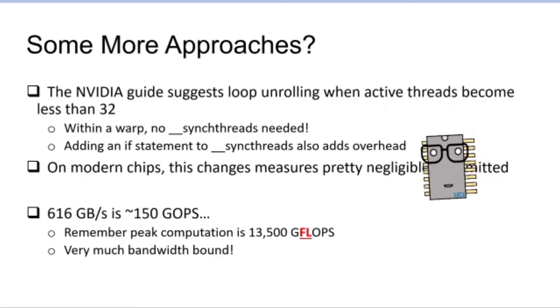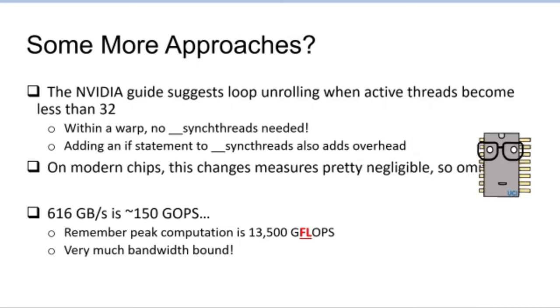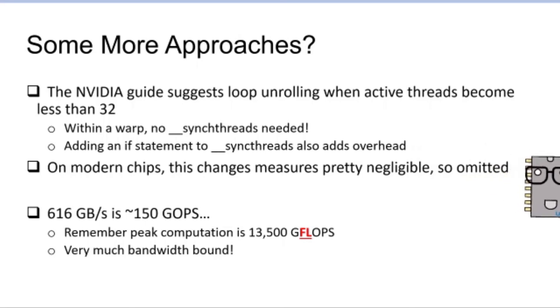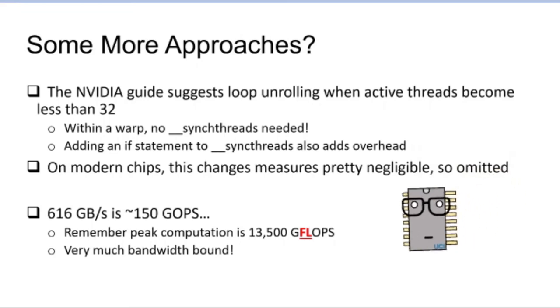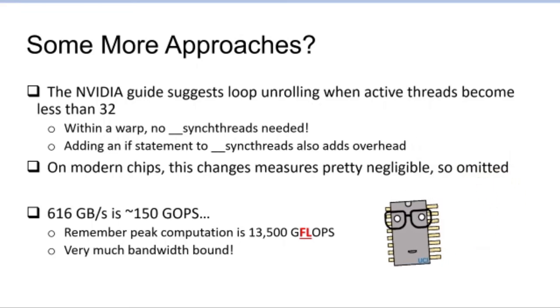Instead of adding, say, an if statement to the sync threads to check if the total number of threads have decreased under 32, because adding the if statement also adds overhead. So adding the loop unrolling is the right way to go about things. But interestingly, on modern chips, for example, on the RTX 2080 Ti that I was running all of these things on, this change measured pretty negligible performance differences. Sometimes it was even slower. So for the purpose of this deck of slides, I omitted them. So the best performance I got is still the last approach that I showed.